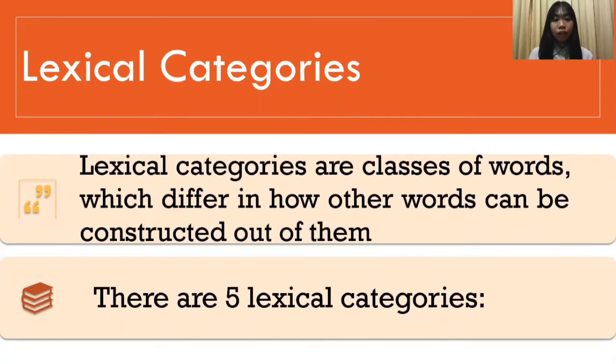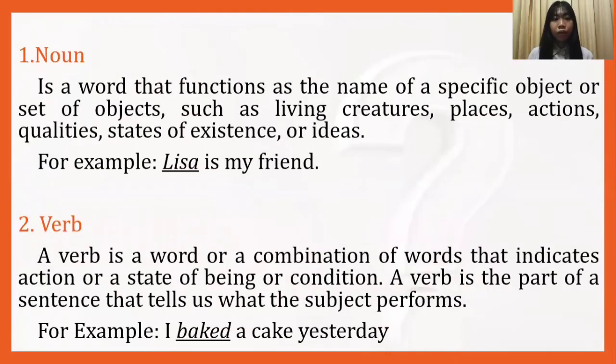Lexical categories are classes of words which differ in how other words can be constructed out of them. There are five lexical categories. First, we have noun. Noun is a word that functions as the name of specific object or set of objects such as living creatures, places, action, qualities, state of existence, or ideas. For example, Lisa is my friend. Lisa is a noun.